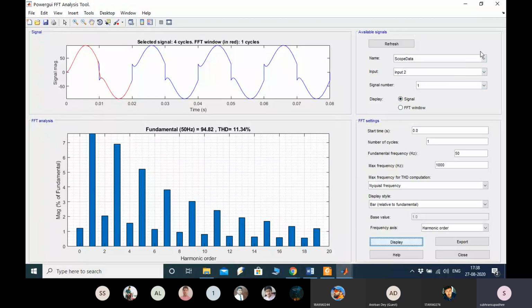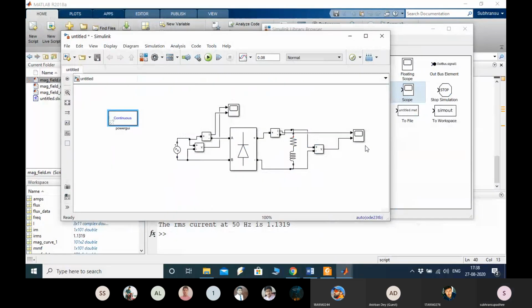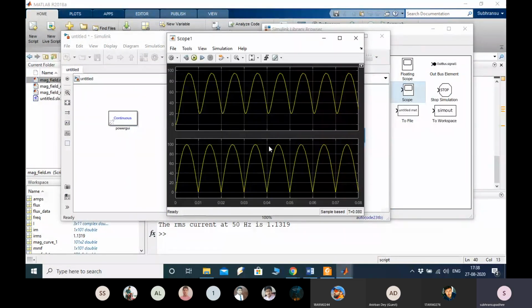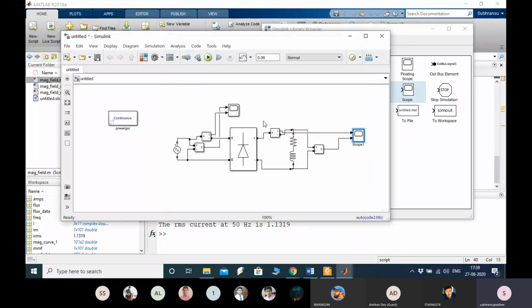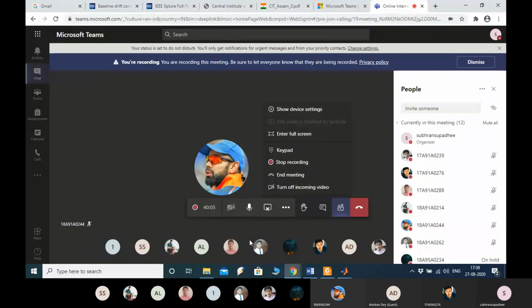This is the source current. We are analyzing the source current. Similarly, the load current is as usual. But as you increase the inductance of the load, the THD of the source current also increases. Any doubt regarding this?